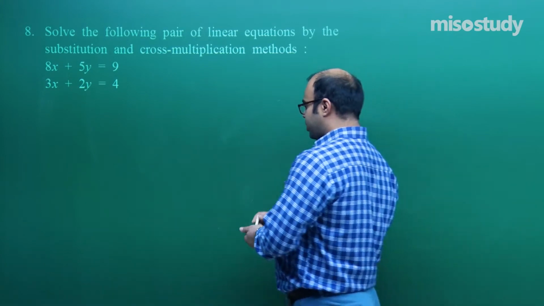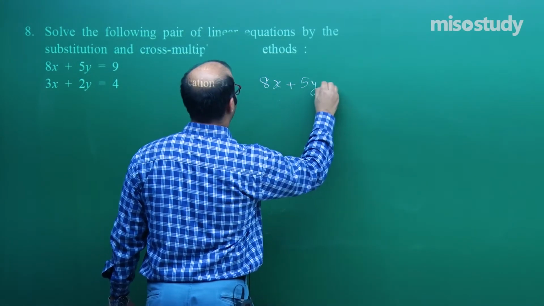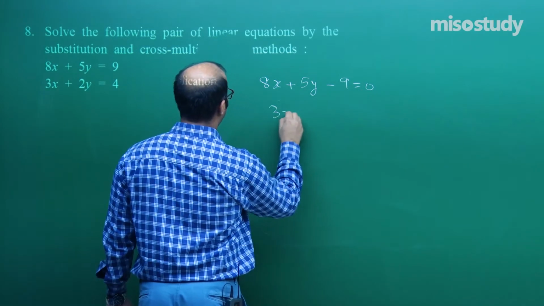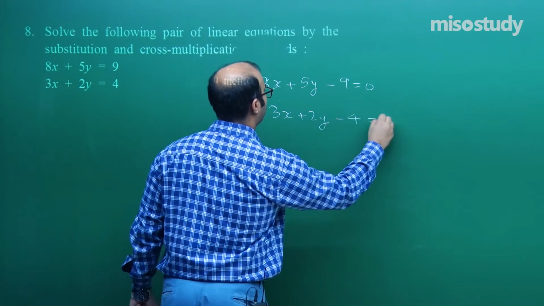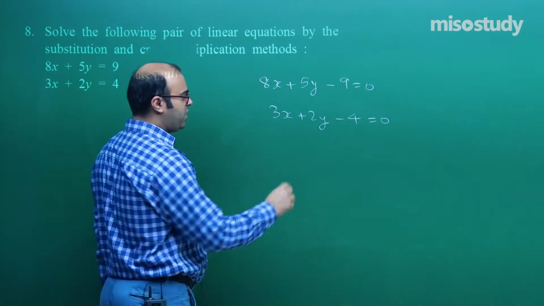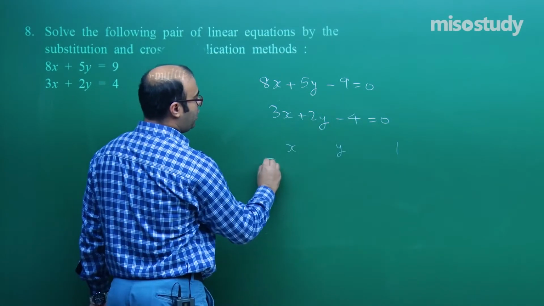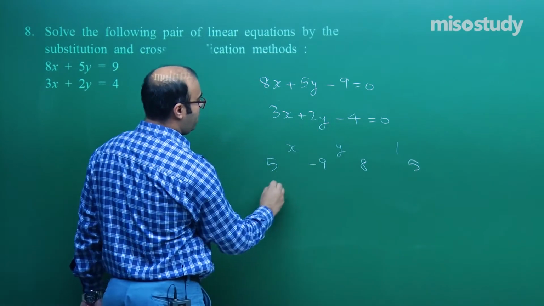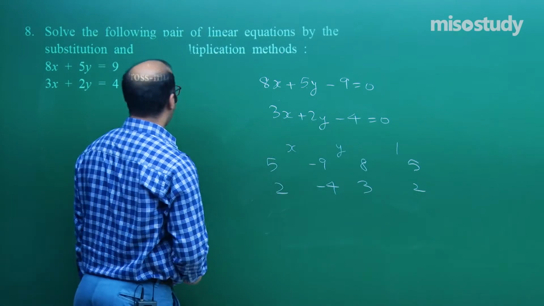Cross multiplication says, if we have 8x plus 5y minus 9 equal to 0, and 3x plus 2y minus 4 equal to 0. So in cross multiplication, what is the arrangement? x, y, 1 is taken. From b we will start: 5, minus 9, 8 and then 5. From here we will take 2, minus 4, 3 and 2. Now what will we do?